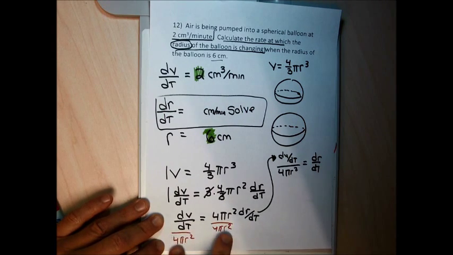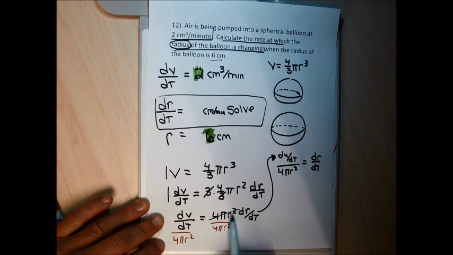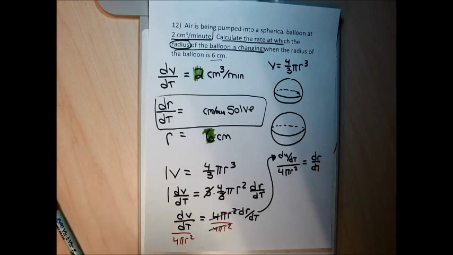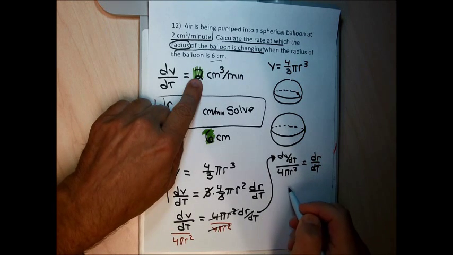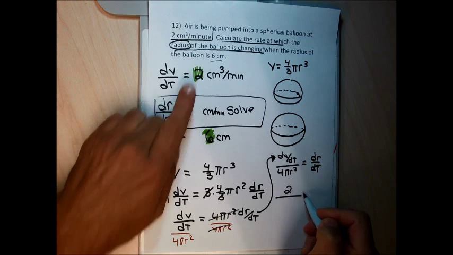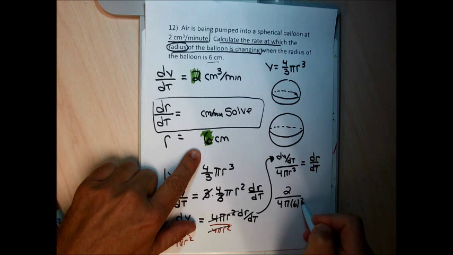So I divided both sides of this by 4 pi r squared. On the left-hand side, I got this ugly dv dt over 4 pi r squared. On the right-hand side, the 4 pi r squareds cancel. I'm left with dr dt. And now, for dv dt, I'm going to plug in 2. For r, I'm going to plug in 6. And I'm leaving my units out just to keep the work easier to follow.